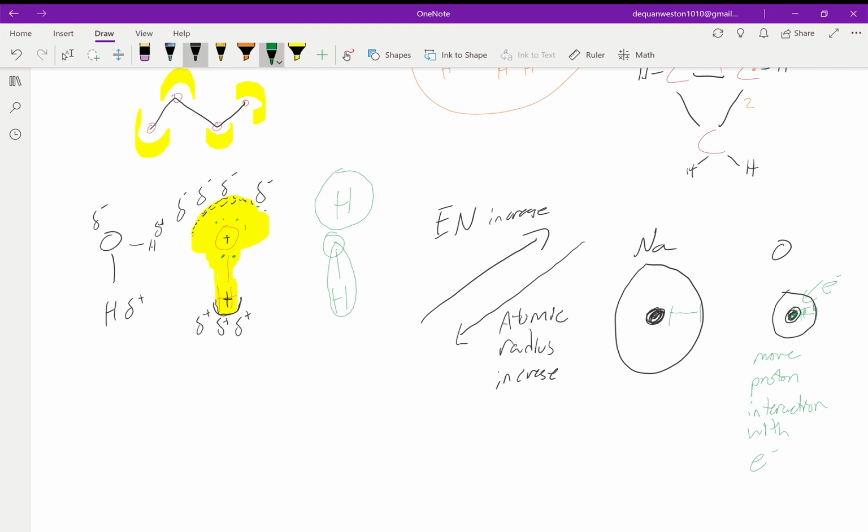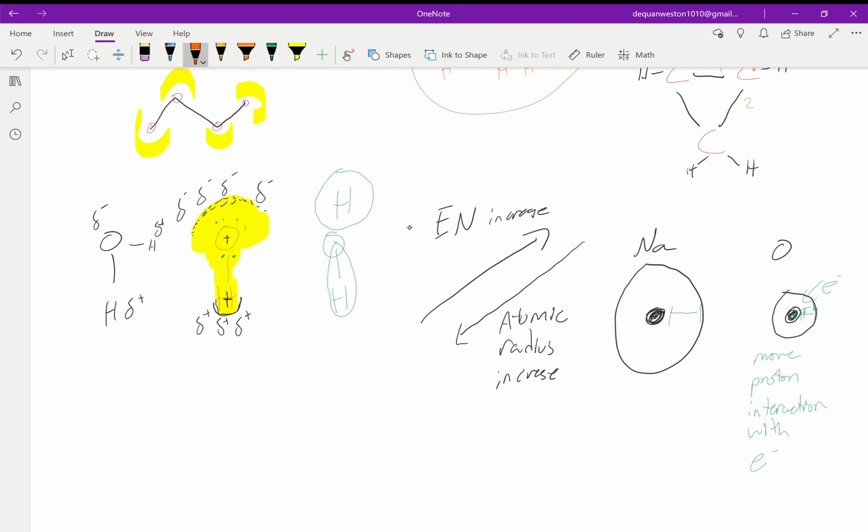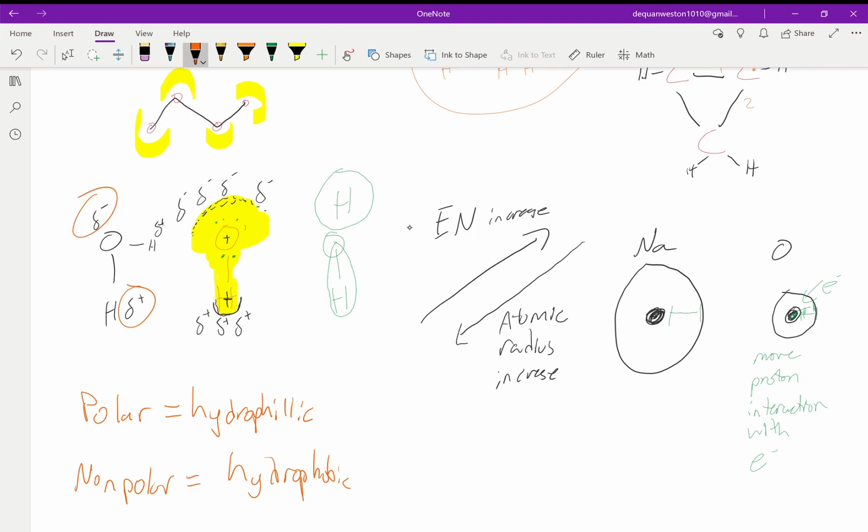So now we'll talk about polarity and nonpolar. So right off the bat, polar equals hydrophilic. Nonpolar equals hydrophobic. So anything that has polarity has, think of poles like the North Pole and South Pole. So if we look here, there's some polarity. We have partial charges. Think of partial charges, think of a large difference in electronegativity.